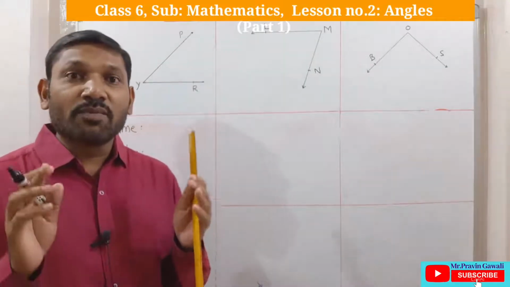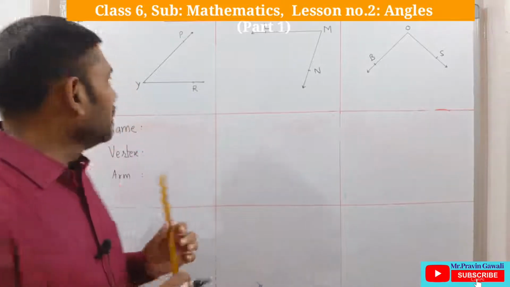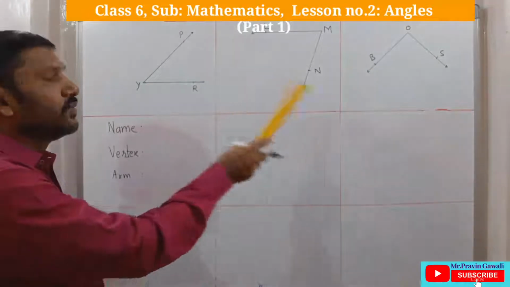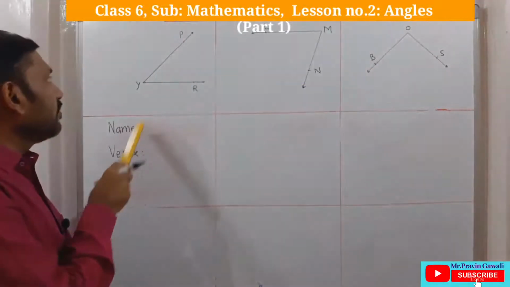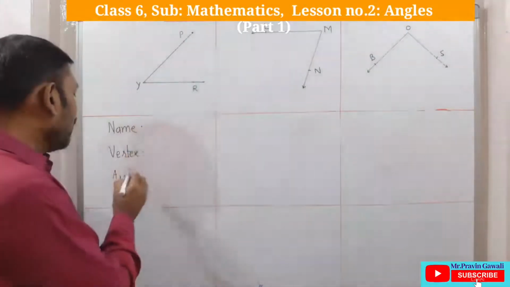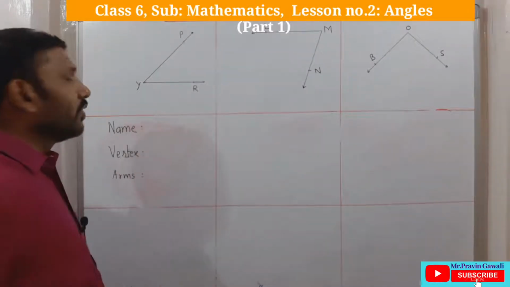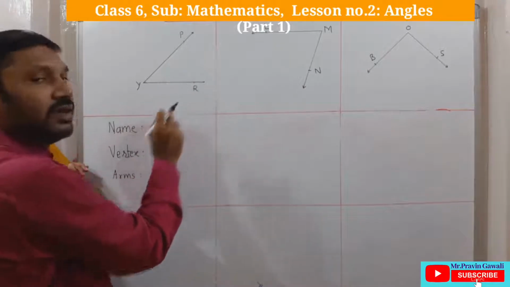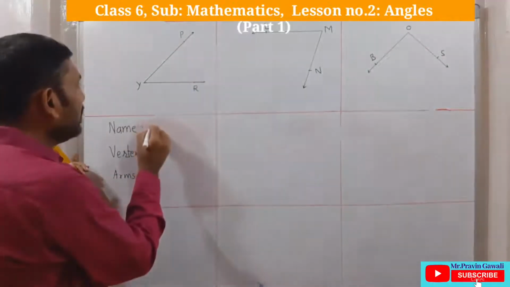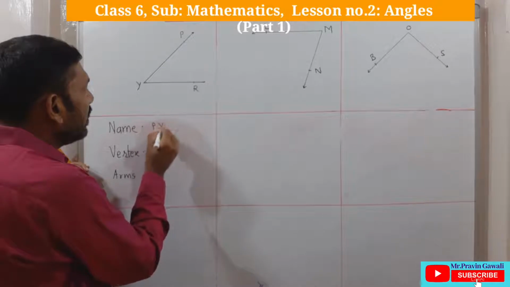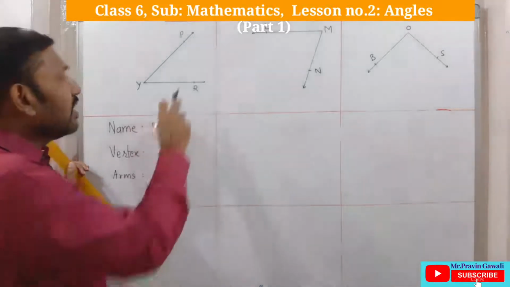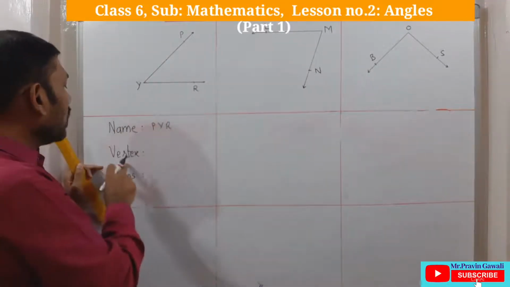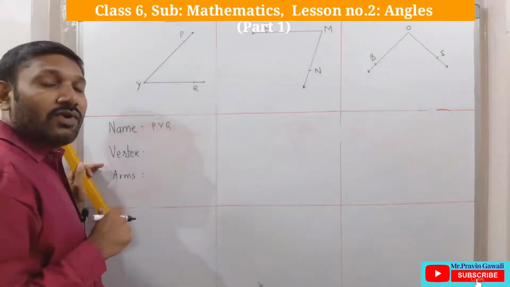Students, let's have some more examples. Now see here some of the angles are given: angles 1, 2, 3. Here you have to write the name of the angle, the vertex of the angle, and the arms of the angle. So see, what is the name? PYR is the name of the angle, or we can say RYP. So this is the name of this angle. Now vertex, what is the vertex?